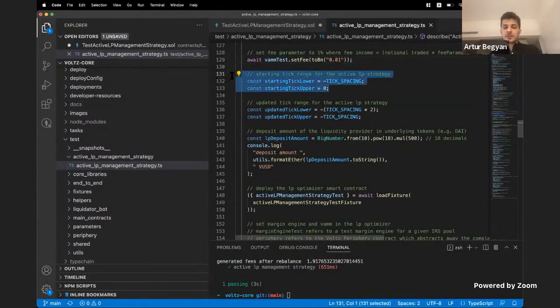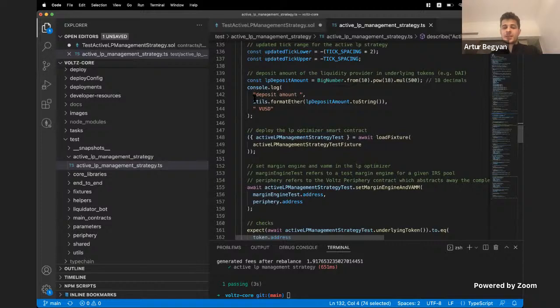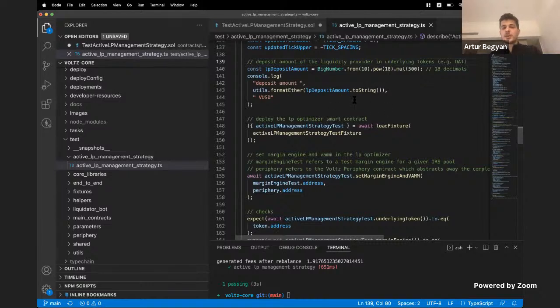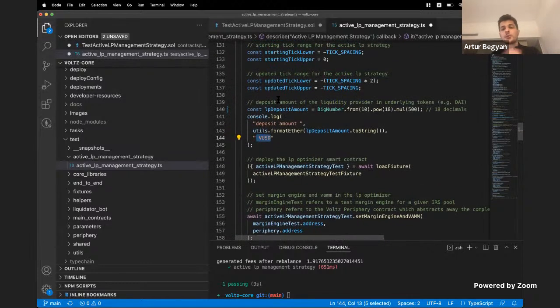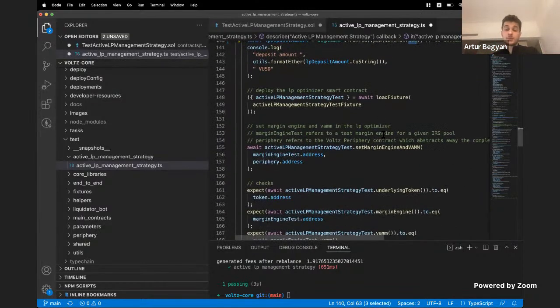Then we define the starting tick range for an active LP strategy, and an updated tick range. These values are effectively centered around a fixed rate of 1%. Once that's done, we can deposit some liquidity in underlying tokens into the protocol. So let's say we take 500 units of a given token. In this case, the token is called VUSD. It's just a mock token we created for the workshop purposes, which has 18 decimals. So we're supplying 500 times 10 to the power 18 as our margin into the vault.